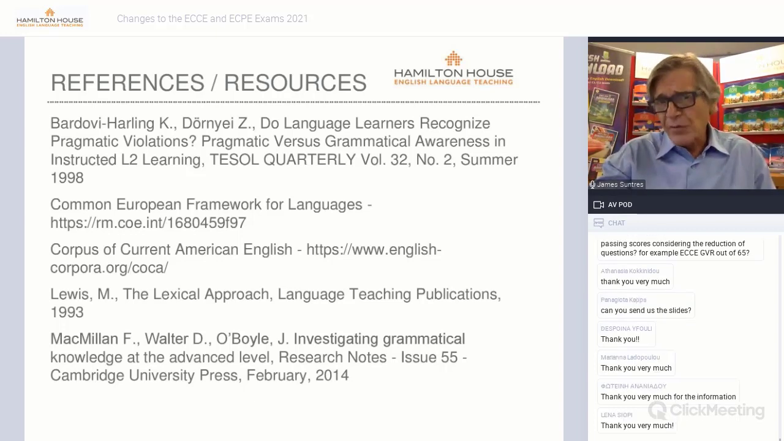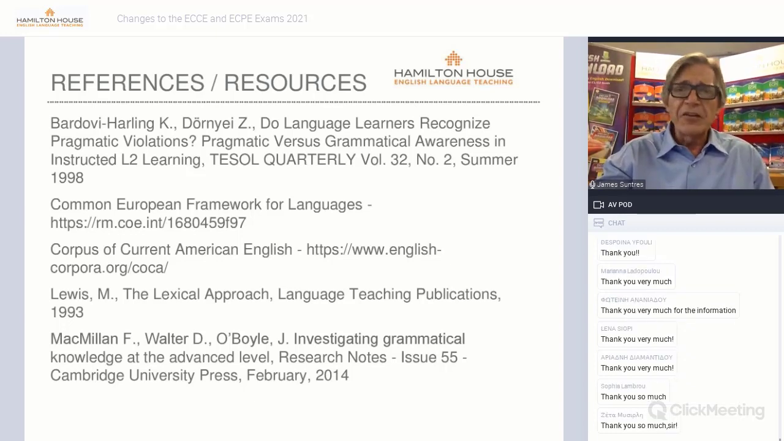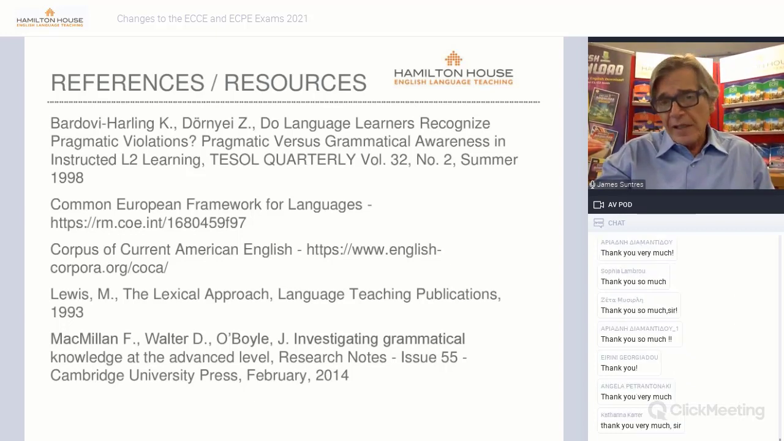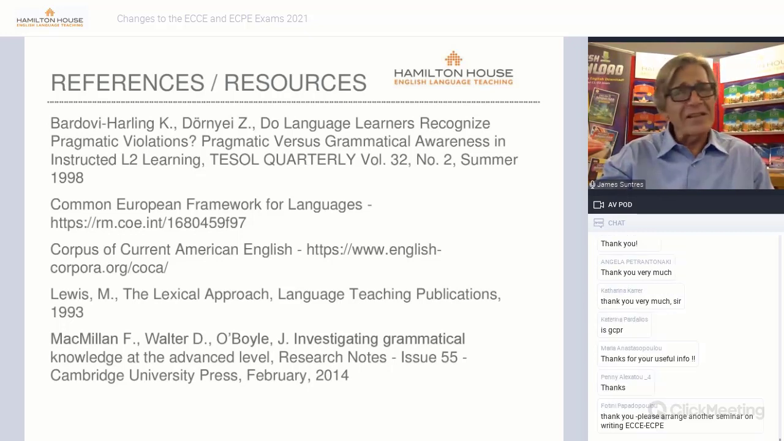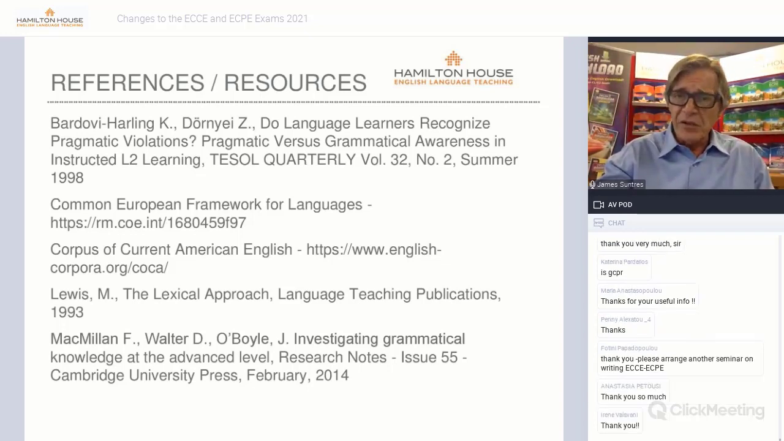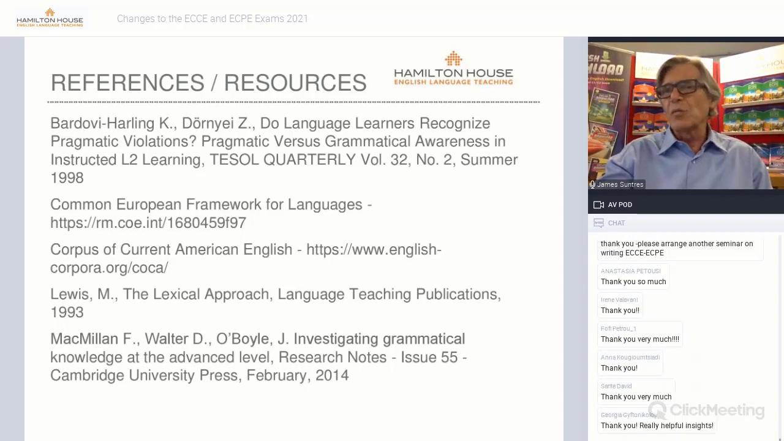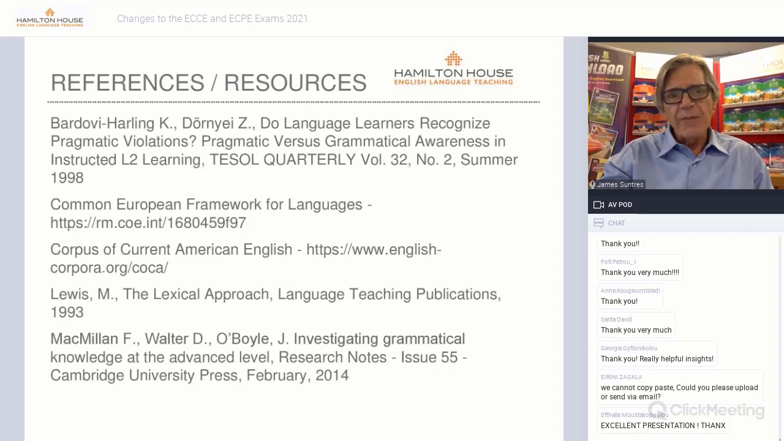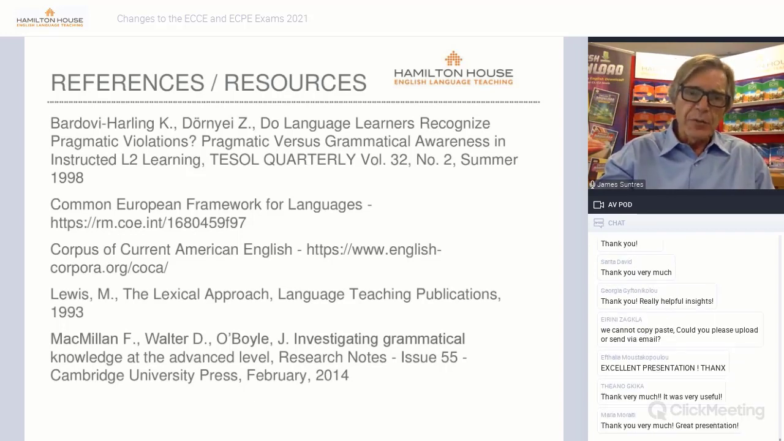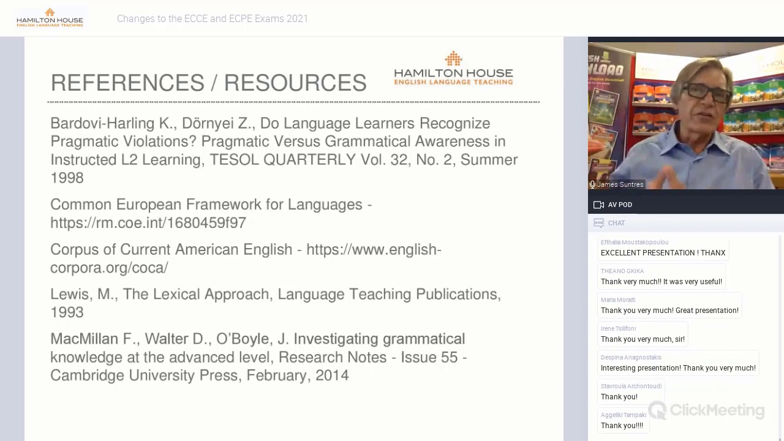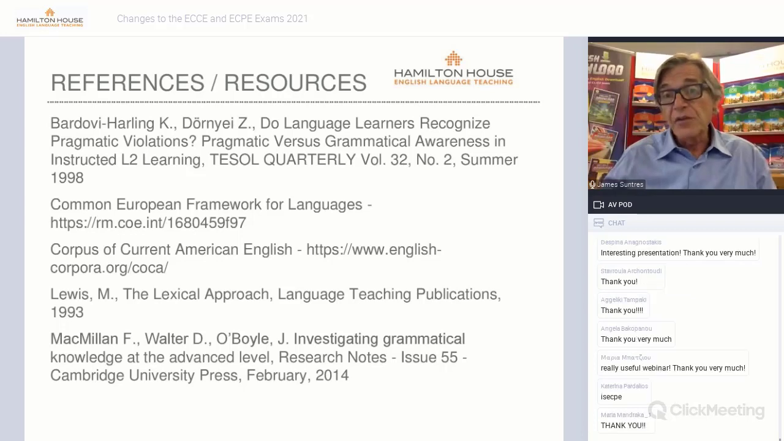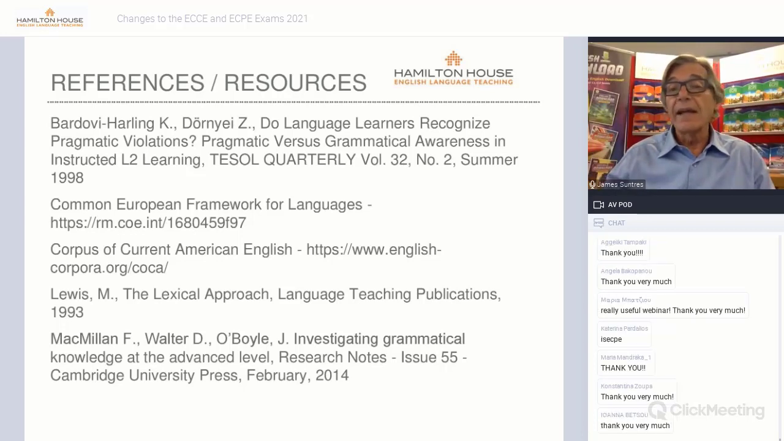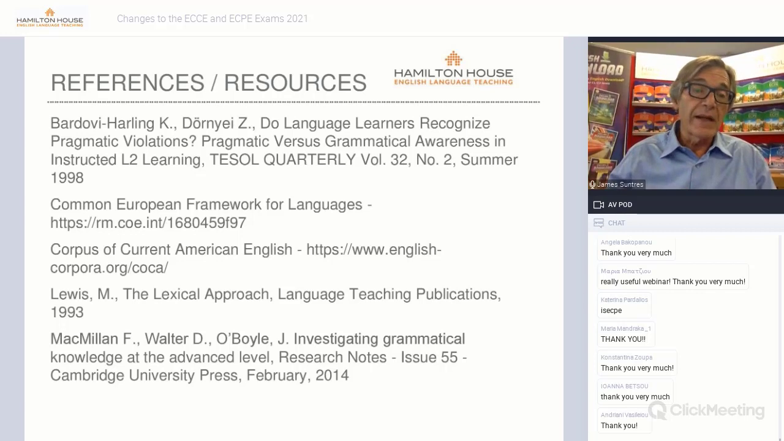Common European Framework for Languages, a must-have on your desktop. Corpus of Contemporary American English, I strongly recommend this site. All testing organizations, Cambridge, everybody uses this site. It's run by Brigham Young University. It's got over 1 billion words, and it's really fantastic. I've been using it for the longest time. Michael Lewis, The Lexical Approach, a book that came out about 30 years ago, but at the time it was well before its time. A lot of people scoffed at Lewis when he wrote that book, but I think it continues to adorn my desk.